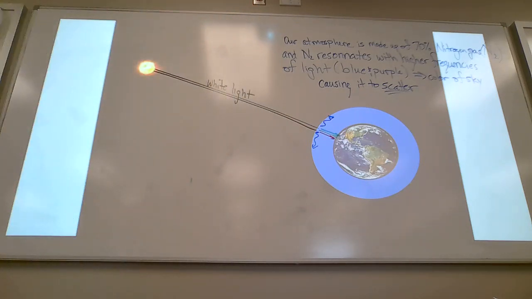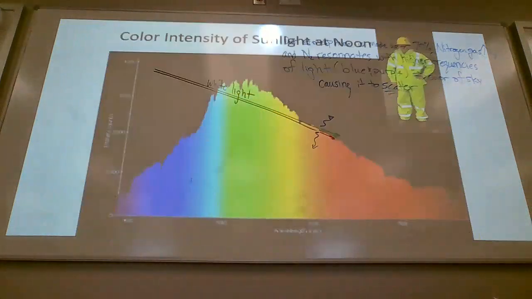The sun, if we went outside of our atmosphere and looked at the sun, it would look a whole lot more white than it does right now. Good with that? Okay. So these slides are telling us the same thing.